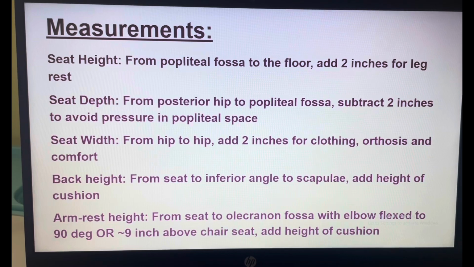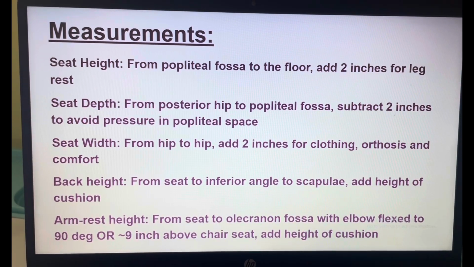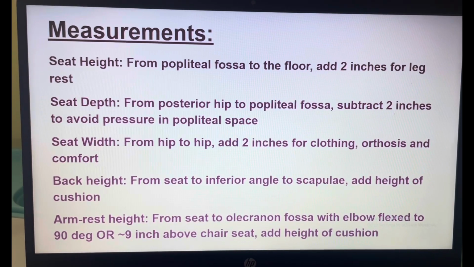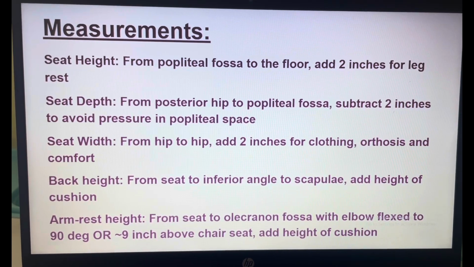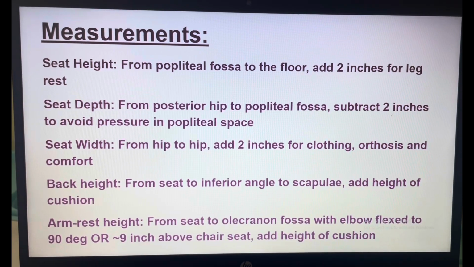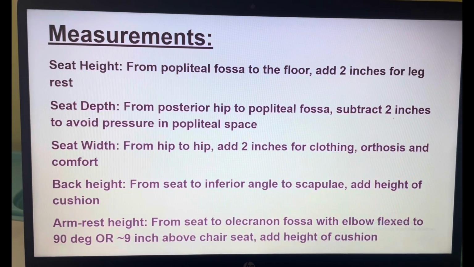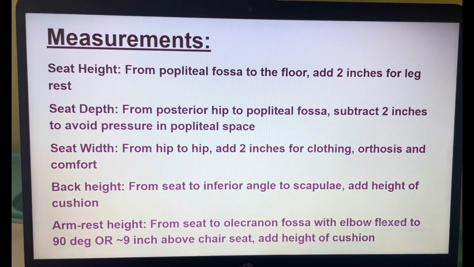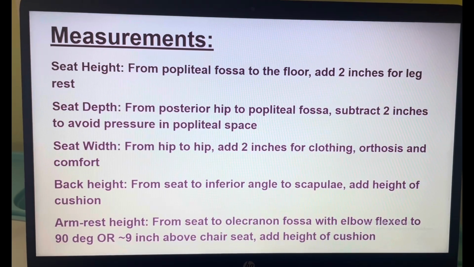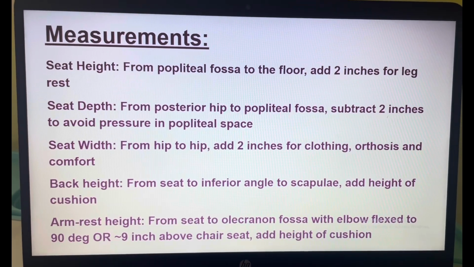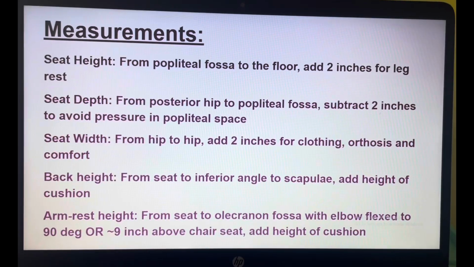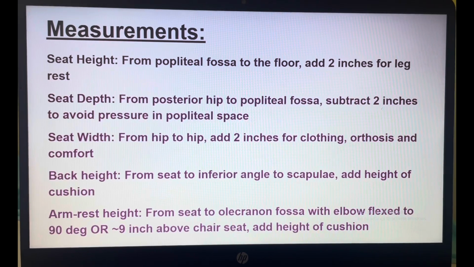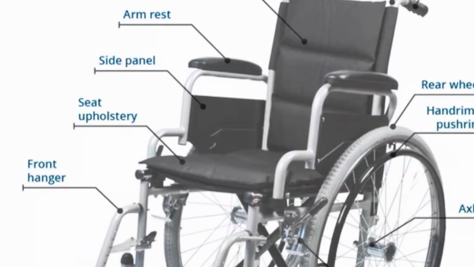For seat width, take a measurement from one hip joint to the other and then add 2 inches to ensure enough room for clothing, comfort, and orthosis. For back height, measure from the seat up to the inferior angle of the scapula. You would want to add the height of the cushion if the patient is using a cushion at all times when sitting. The armrests are approximately 9 inches above the chair seat in a standard wheelchair.